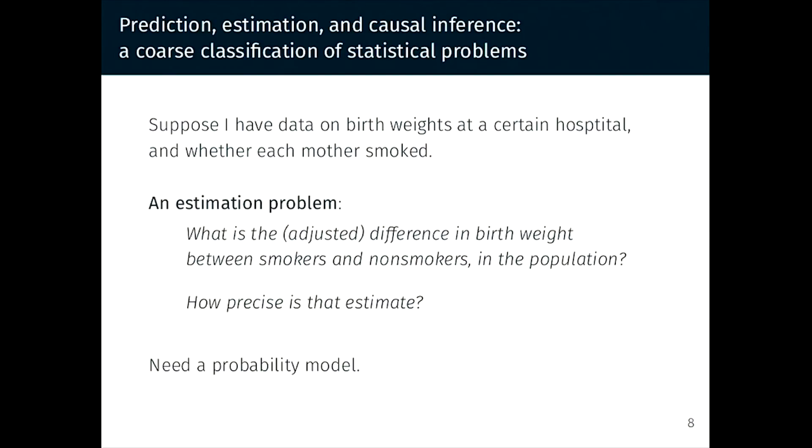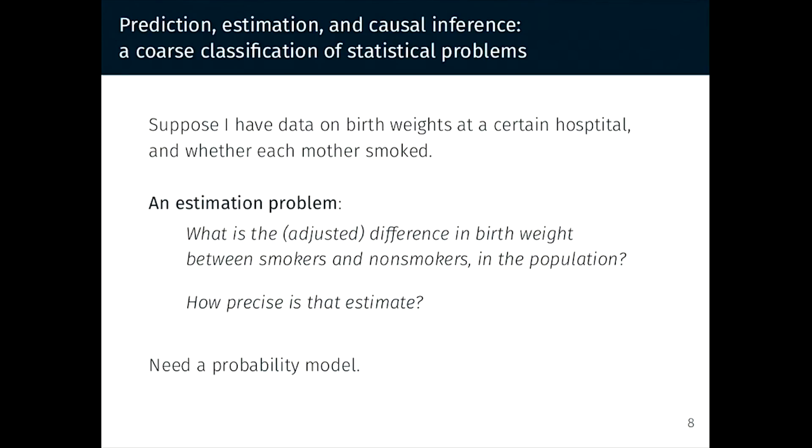But it's different from, say, an estimation problem, where now we're saying, what's the difference in birth weight between smokers and non-smokers in the population that these mothers were drawn from in the data set that we have? And importantly, how precise is that estimate of the difference? For something like this, you might construct a confidence interval. A confidence interval involves probability statements. Now we need a probability model. Now we need to think about how our data were sampled from the larger population. So things are getting more complicated.